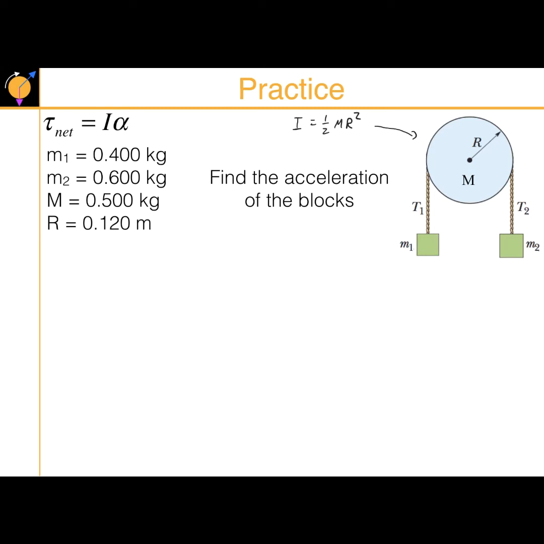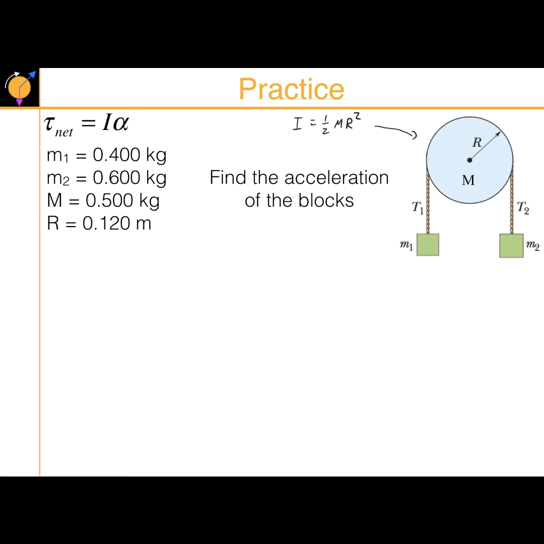So we have mass 1 on the left and mass 2 on the right. You notice that mass 2 is larger than mass 1, and what's going to happen is when you let it go, mass 2 is going to go down, mass 1 is going to go up, and the pulley will spin. Everything has a mass, so we have to take into account the torques on this pulley. So there are three things we need here to find the acceleration of the blocks. We want to find how fast they're accelerating up and down.